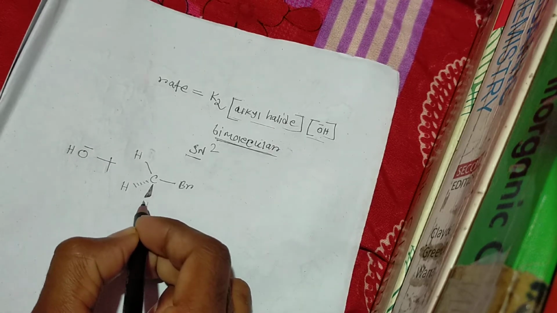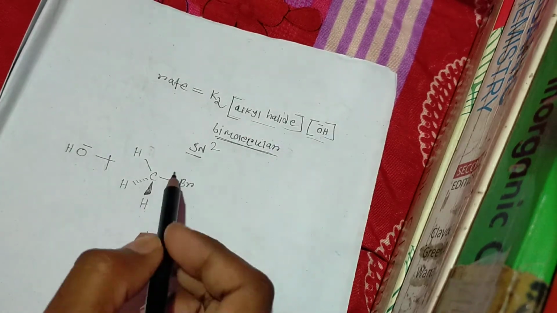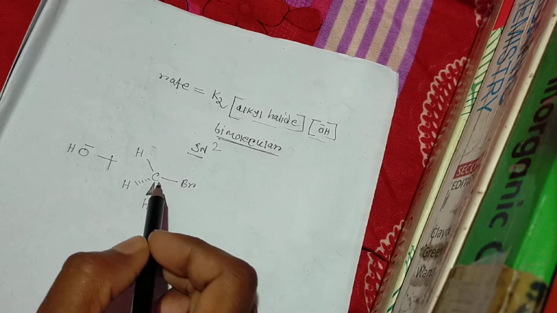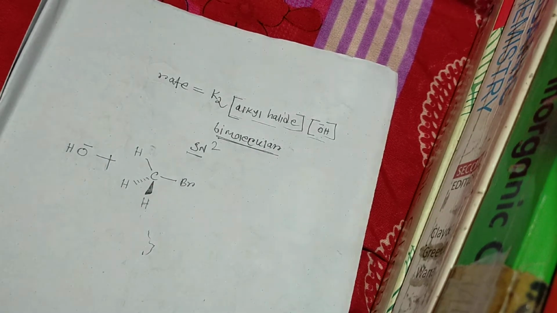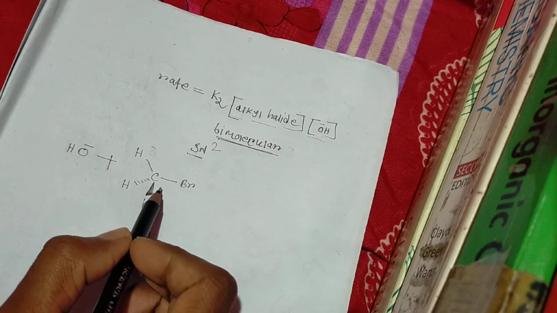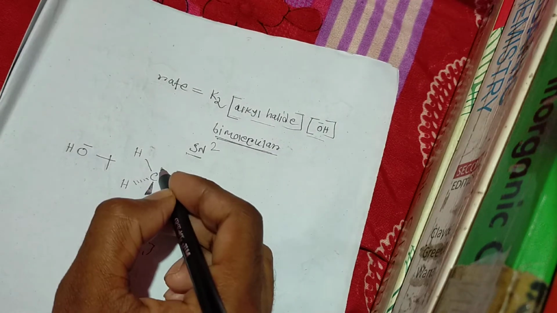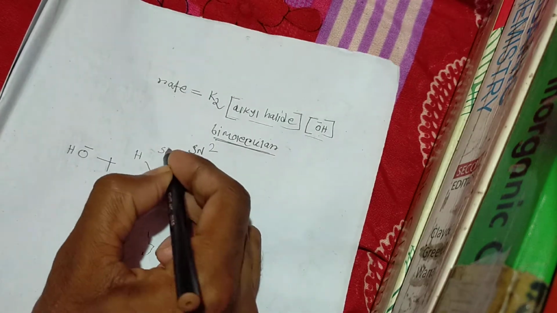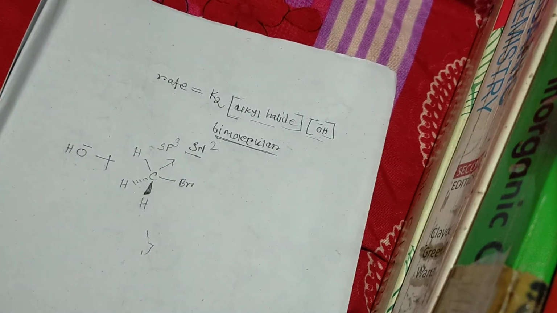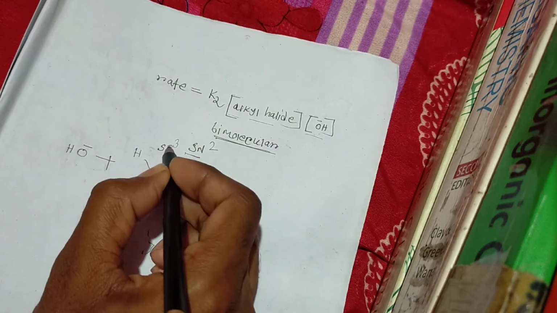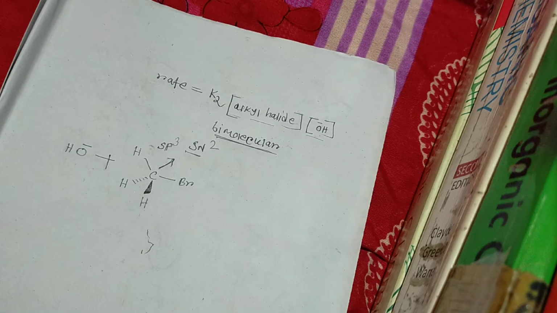This is called an alkyl halide. Halide means a bromine attached to the carbon. Here the carbon is sp3 hybridized.